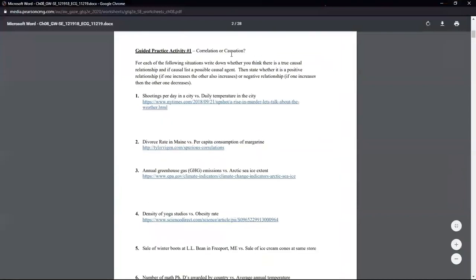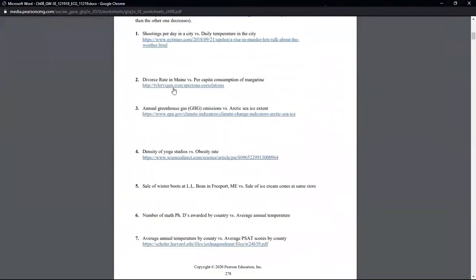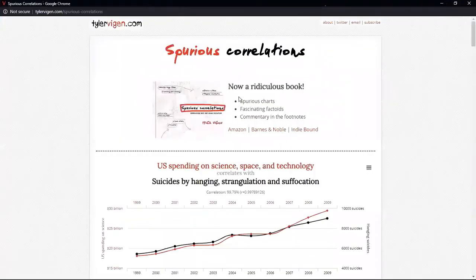So this page, for each of the following situations, write down whether you think there's a true causal relationship or if there's just correlation, or if it's what we call spurious, which would mean no real relation at all. It's a coincidence. So shootings per day in a city versus the daily temperature in a city. And they go on to say that this is a possible causal relationship based on the data. And basically they say heat might make people irritable and cause shootings. So check out that information, see if you can maybe make that association. 2, divorce rates in Maine versus per capita consumption of margarine. Now, what is really interesting about this one, and the title of it actually gives you the answer.